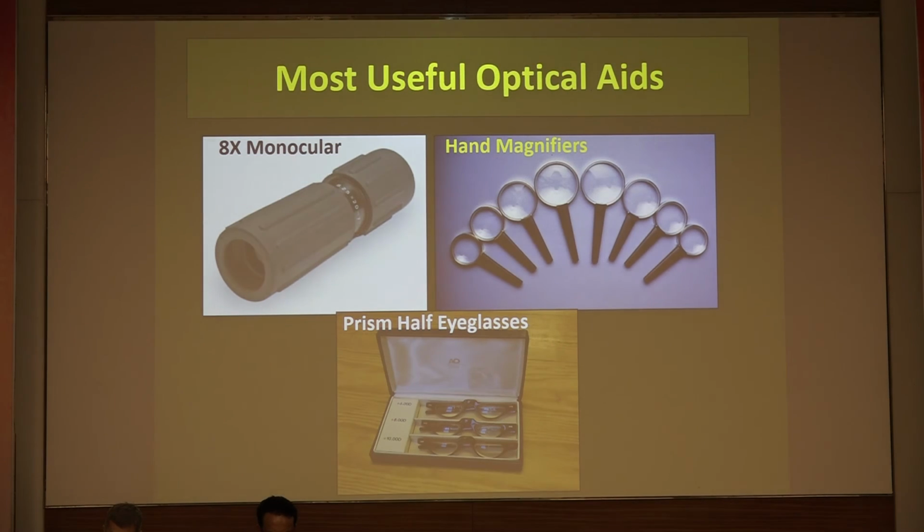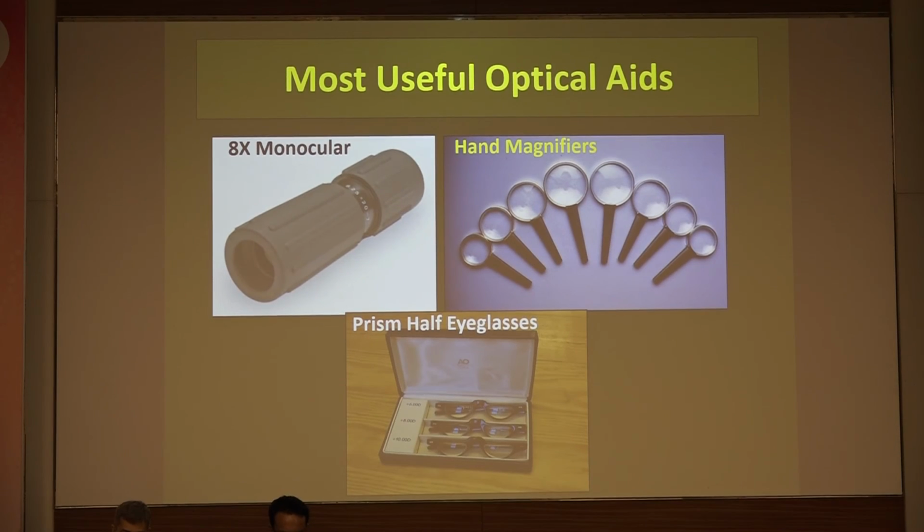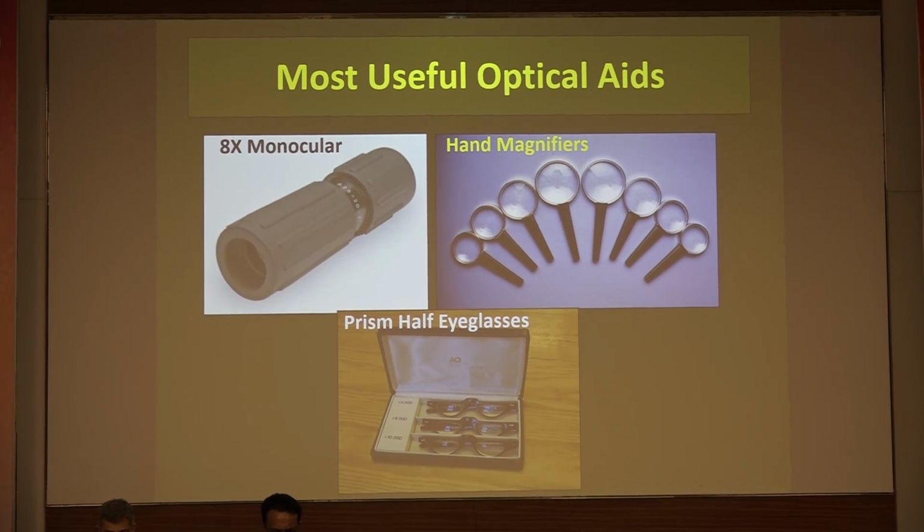So if we are planning to establish a low vision aid with minimal of resources, we should have these three devices with us, that is telescope, hand magnifiers and the half frame prism glasses. If not anything else, you should have these three.